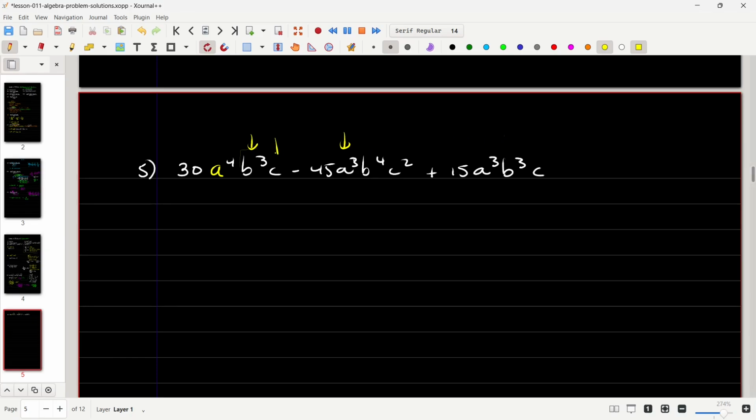Then we have c to the first power over here, which is the lowest I can see so far. Then c to the second, not lower than c to the first. Then c to the first, which is exactly the same as the c to the first one. So we have a to the third power, we have b to the third power, and we have c. So we identify the lowest powers in each.